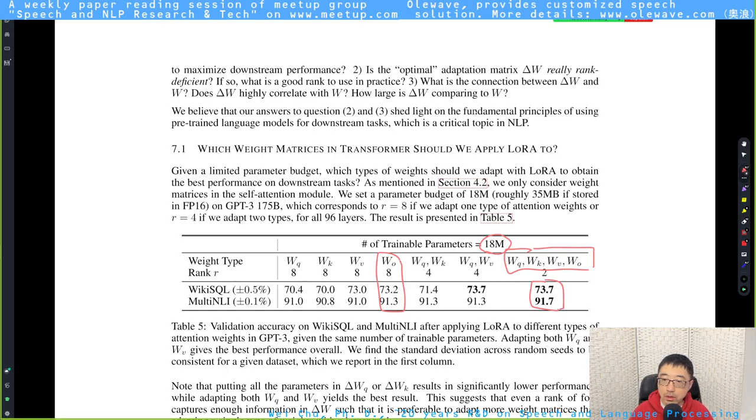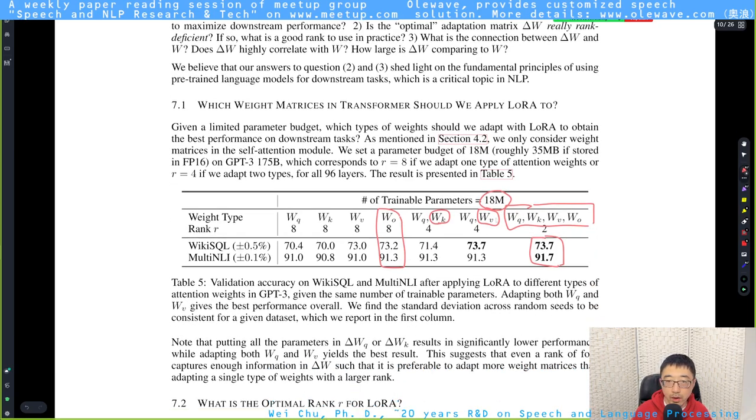Also the results here are saying that if you always update the query and the value matrix, it is more effective than updating the key matrix, which is trivial, I think.